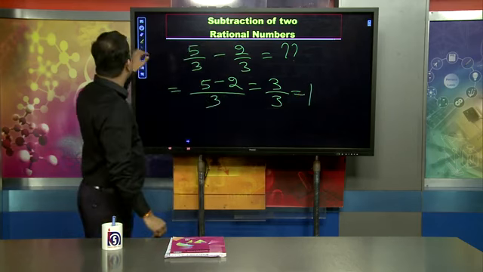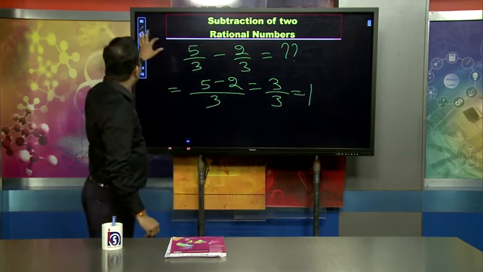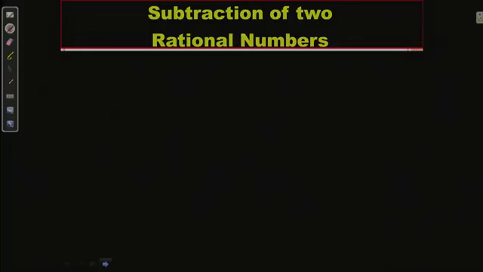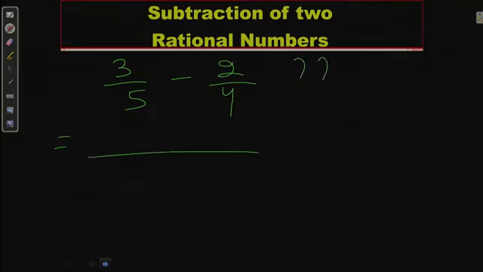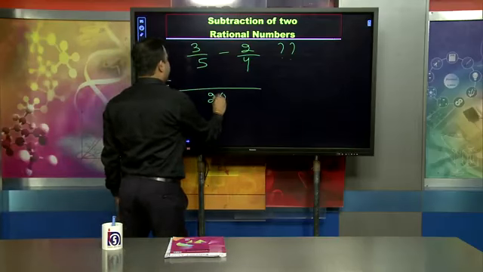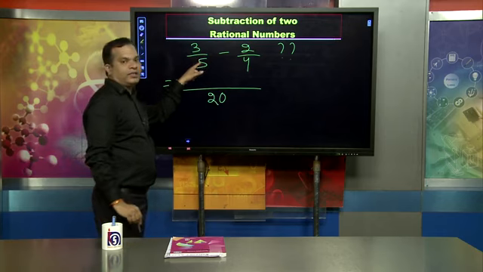If the denominators are different, for example 3 by 5 minus 2 by 4, what will be its value? Here the denominators are different. So what will you do? We will take the LCM, 5 into 4, which is 20. 20 divided by 5 is 4.